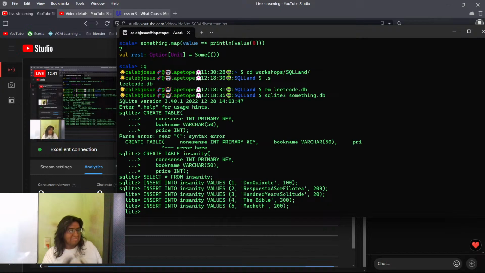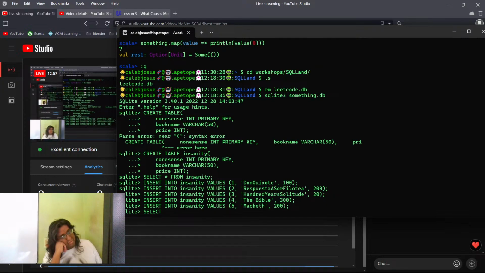Let's use 5 rows, and that's okay. Now we want to select the most expensive book. My pronunciation, I need to work on my pronunciation. Let's count the books.